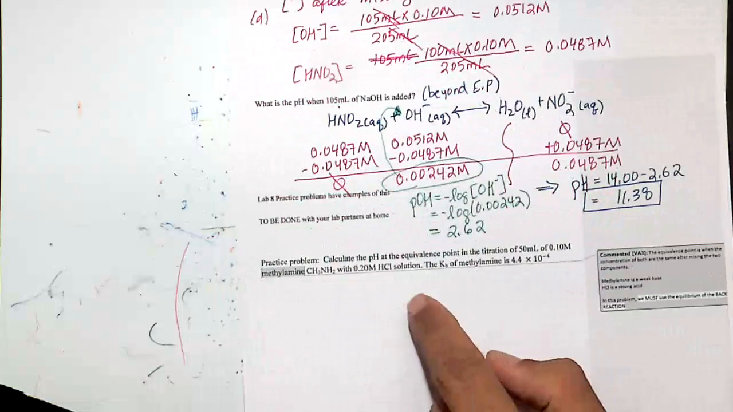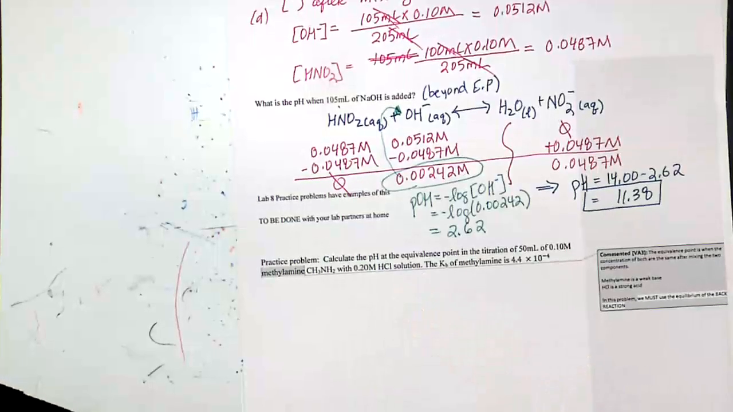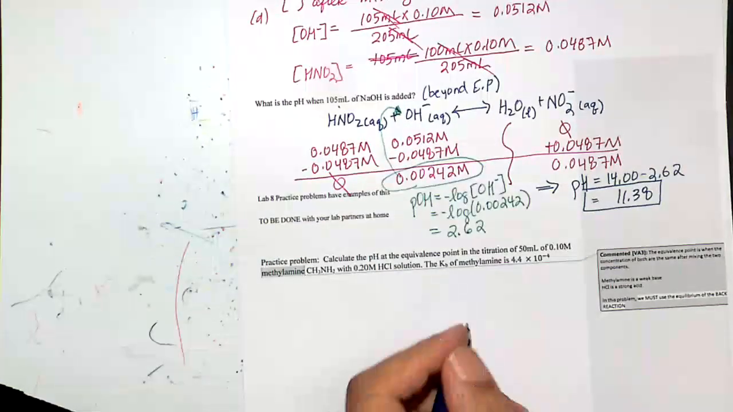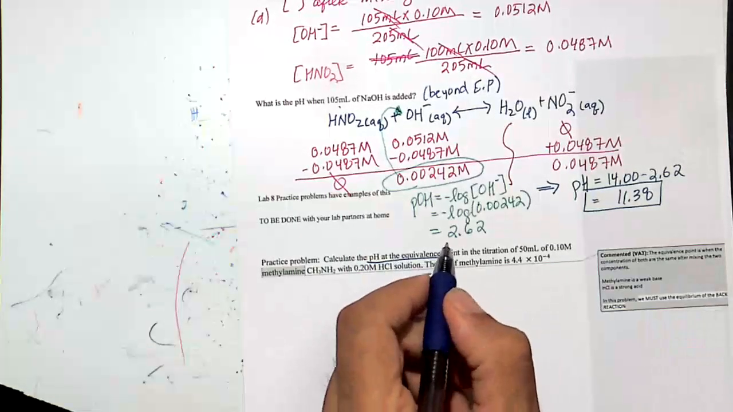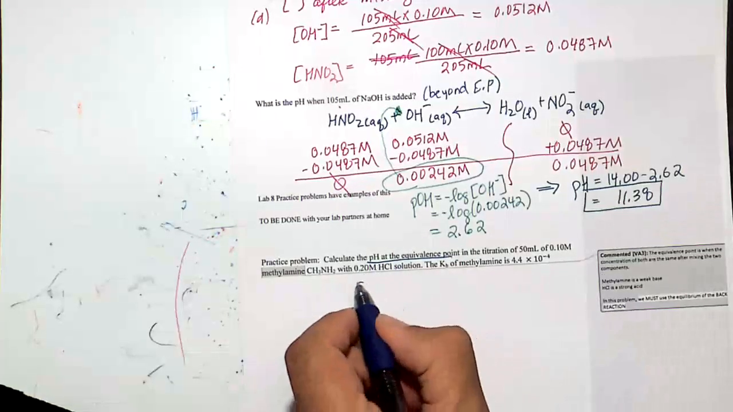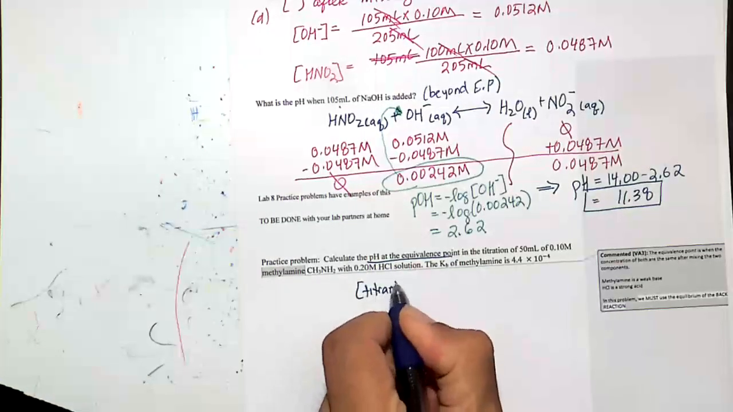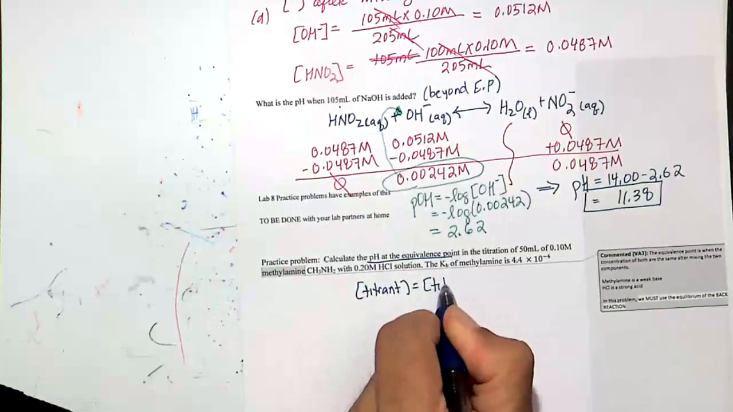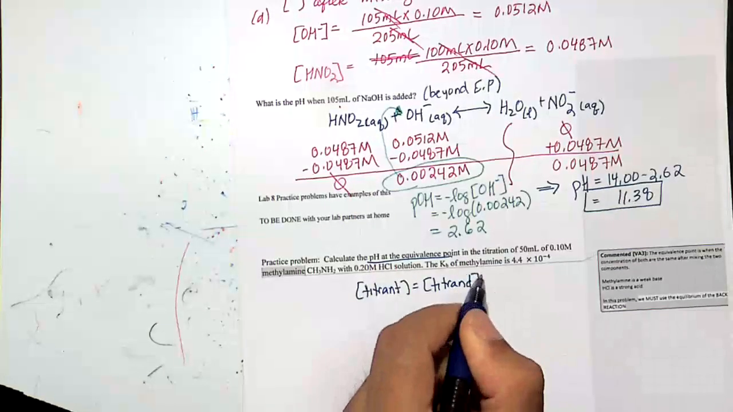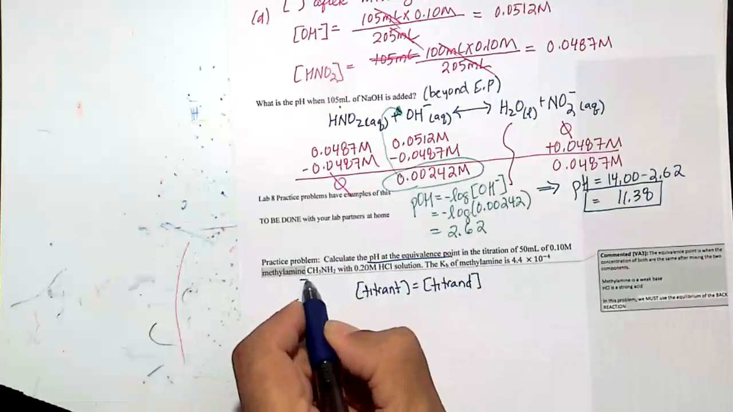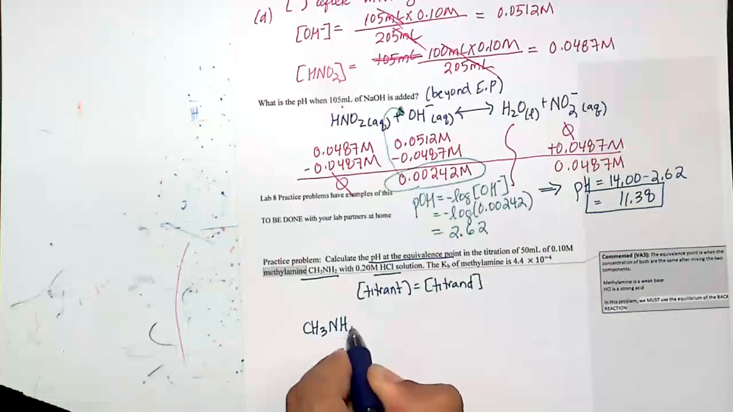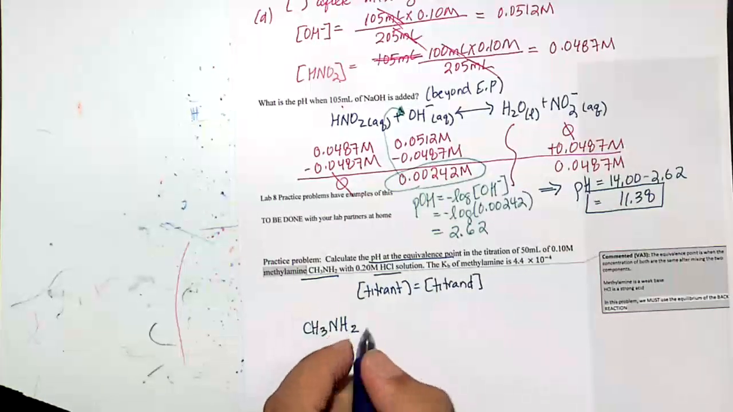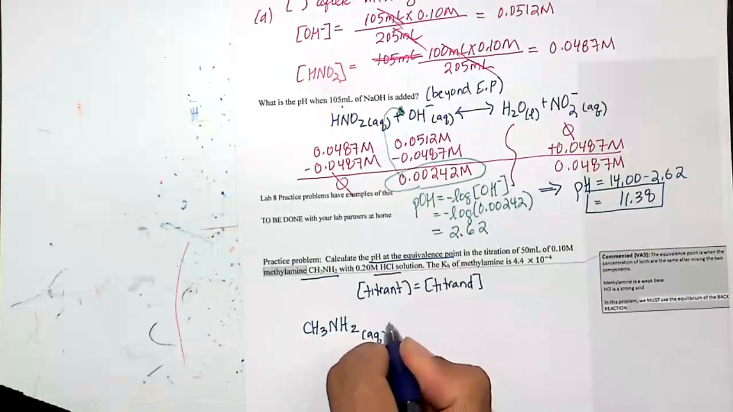We have a practice problem: calculate the pH at the equivalence point. I'll let you do that on your own and I'll post the answer on Canvas. Remember, at the equivalence point, it's not before, not after, and not when nothing is added. So you want to do the back reaction. It's methylamine with HCl. I'll give you the answer later.